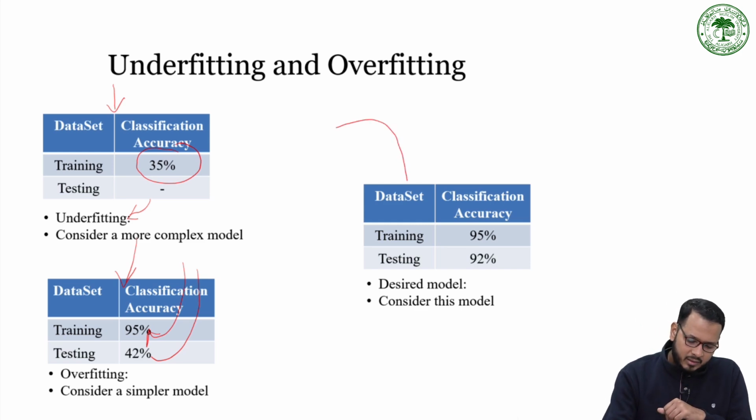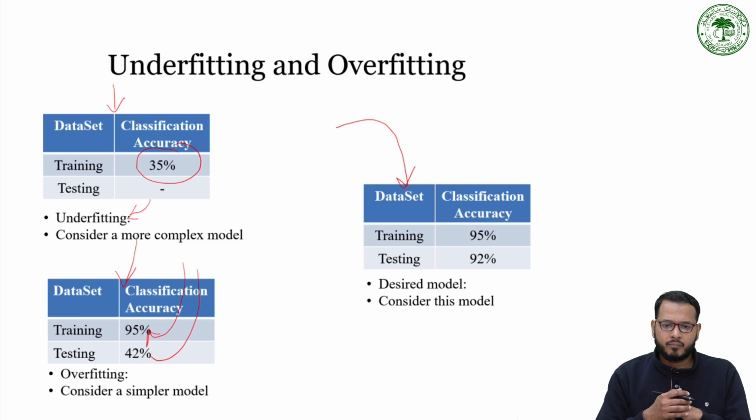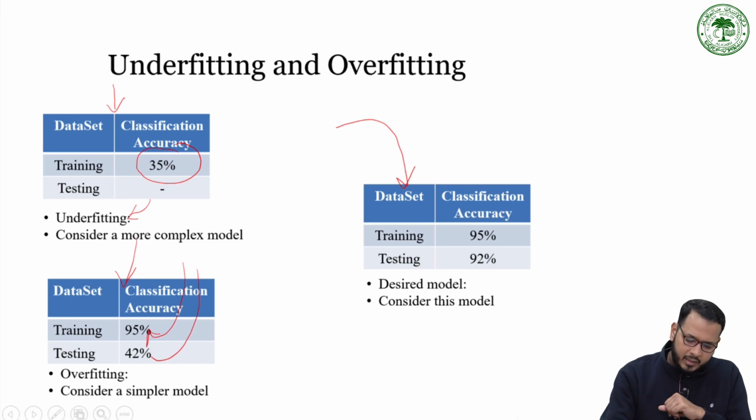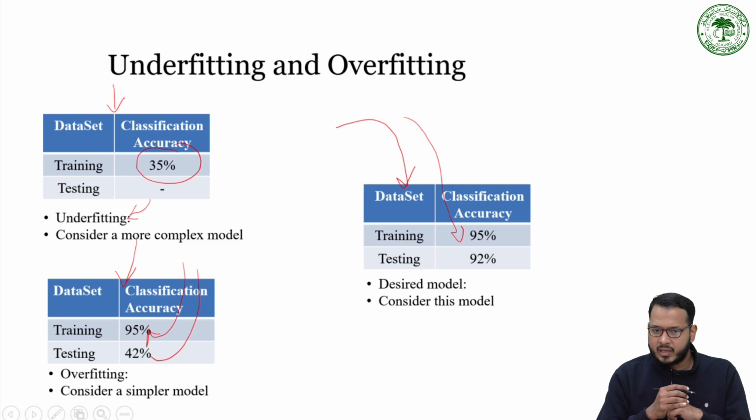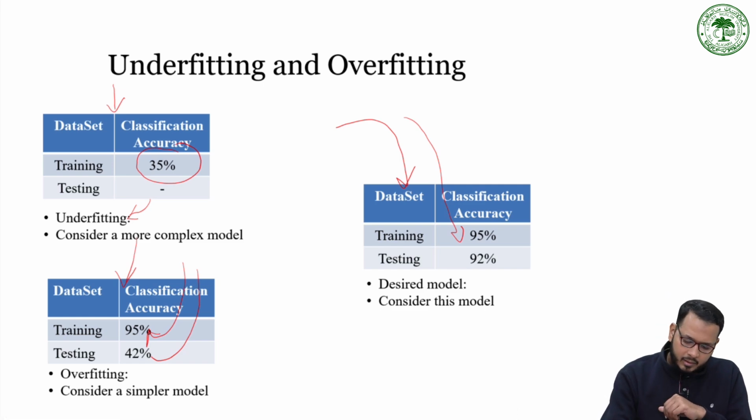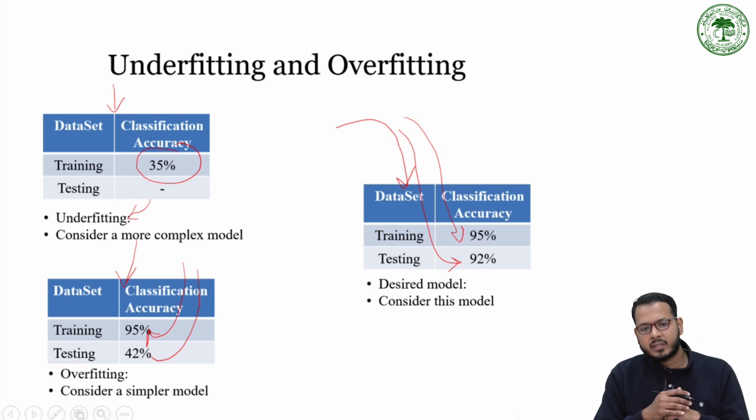This is our desired scenario, where we have a decent training accuracy and also a decent testing accuracy. This is the desired model that we are looking for, which does not only reduce error in the training dataset, but also generalizes well to the testing dataset. So we should consider such a model.